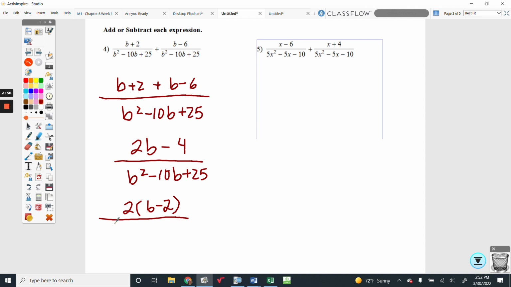2 times b minus 2. And down here at the bottom I have b minus 5 quantity squared. And so I am finished. This is my answer. This is my way of making sure that there was nothing to cancel out.